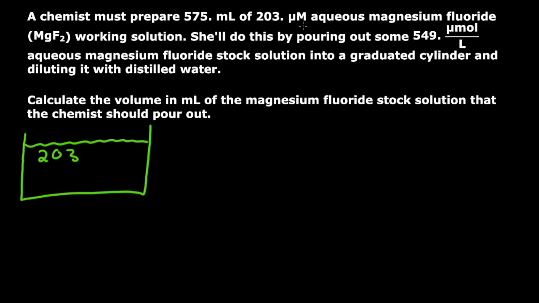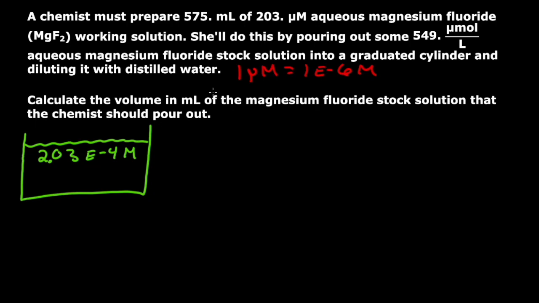Now to go from a micromolar to just a regular molar, you need to know that every 1 micromolar is equal to 1 times 10 to the negative 6 molarity. So I can convert this from a micromolar to a regular molar, and that's going to help me find the number of moles in a second. If I convert this, it's going to be 2.03 times 10 to the negative 4. And this will be the molarity of the solution I want to make.